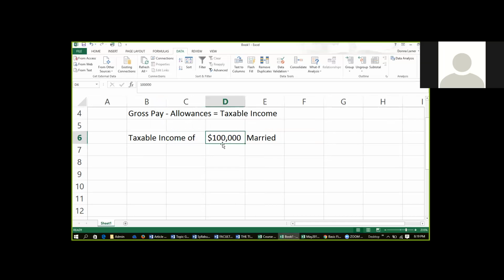You don't just say $100,000 times an interest rate or times a tax rate and get an answer. That's not how our tax system works. We are actually going to break up this $100,000 into chunks.